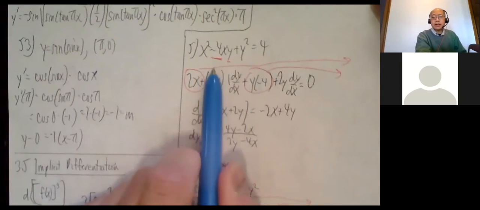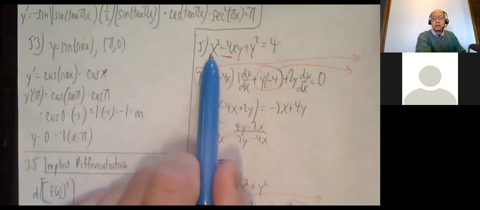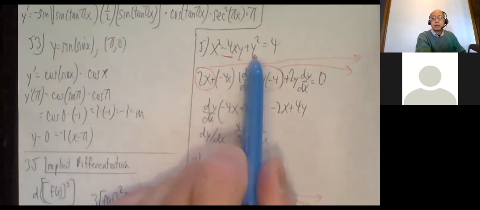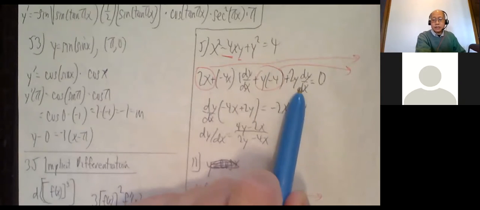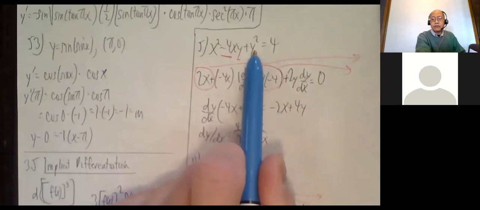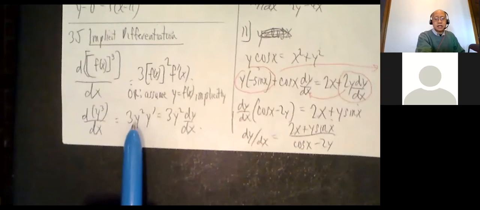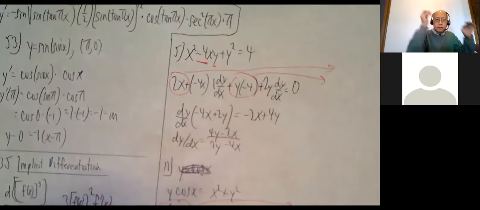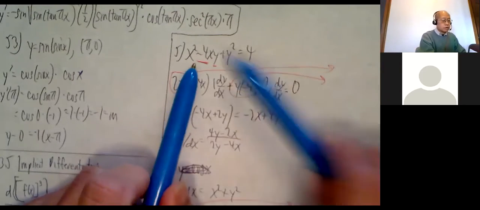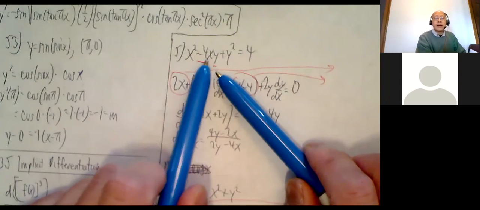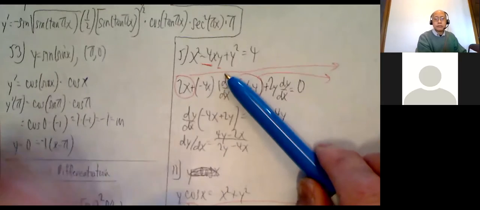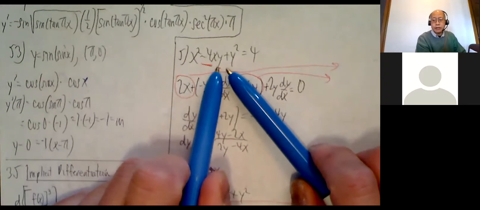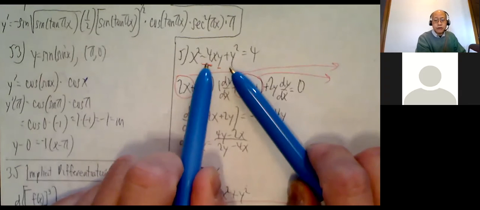Okay, take the derivative of both sides. Let me do the easy ones first. What's the derivative of x squared? 2x. What's the derivative of y squared? 2y dy dx, right? So again, the rule is if there's a y involved, you have to tack on an extra dy dx. The logic is just like over here. It's part of the chain rule. And the derivative of 4 is 0, okay? So the harder part is this middle one. What's the derivative of negative 4xy? It's a product, so I have to use the product rule. The underlines mean the first function is negative 4x, the second function is y. All right, first function, second function.